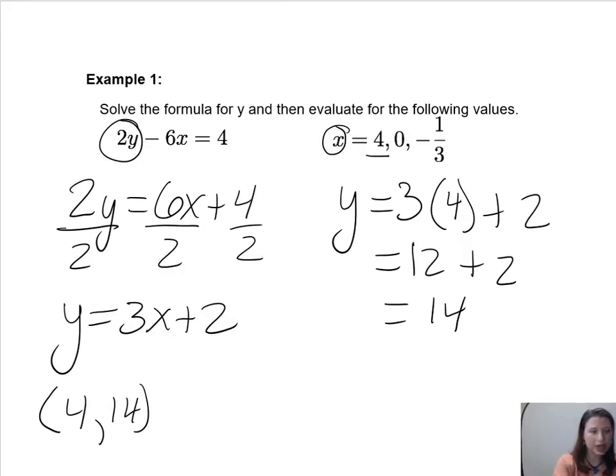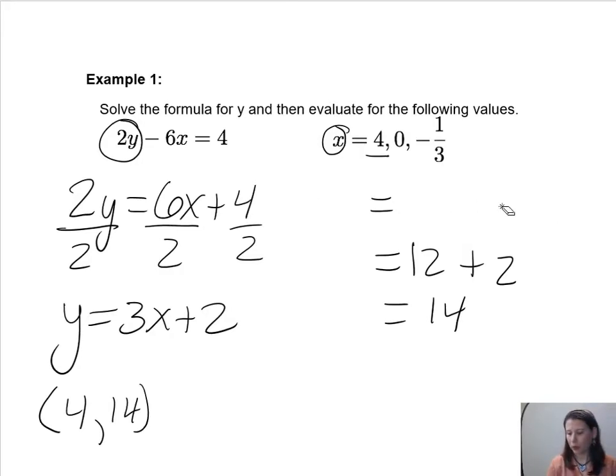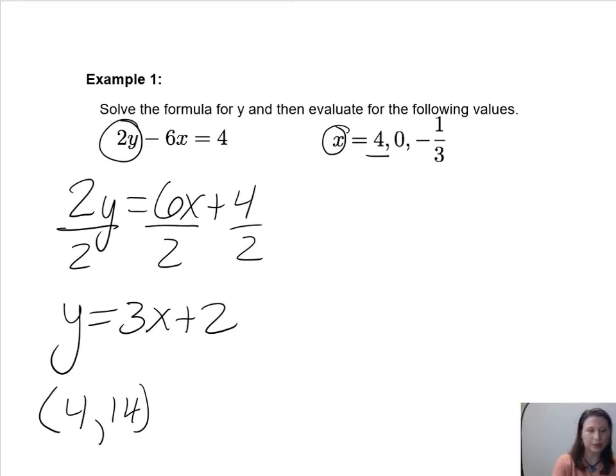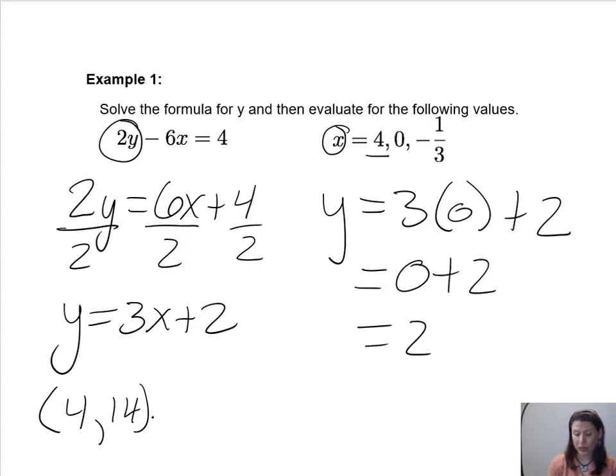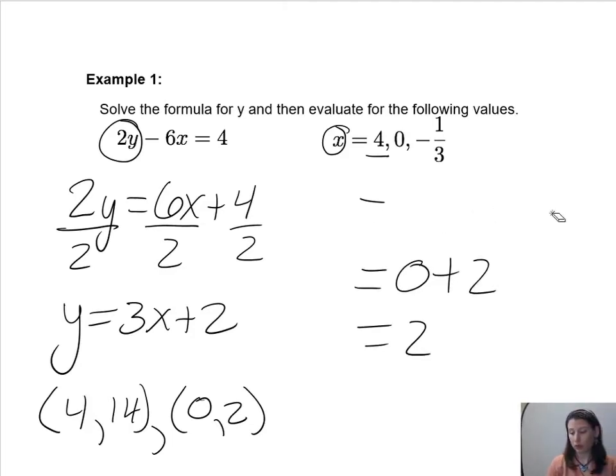Okay, so then the next portion of this evaluate is saying y is equal to 3 times 0 plus 2. Well, anything times 0 is 0, plus 2 is 2. So again, we have a point of 0, 2.